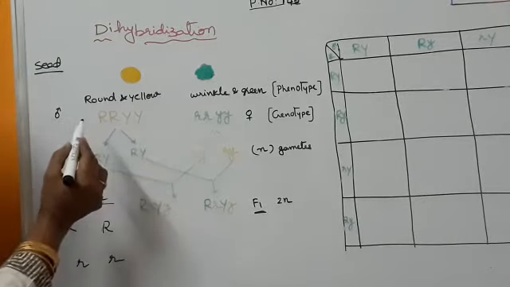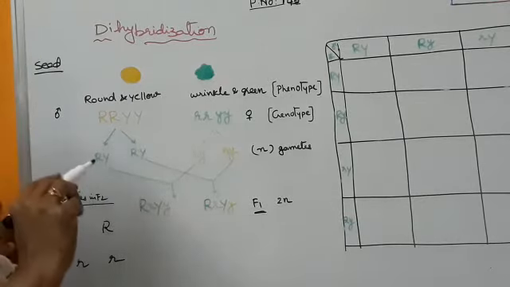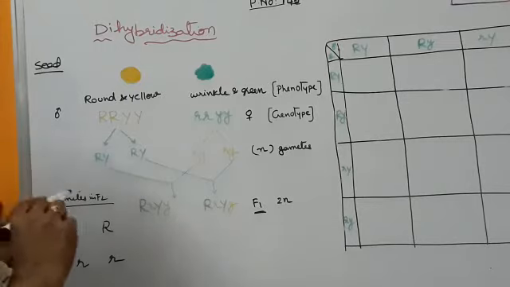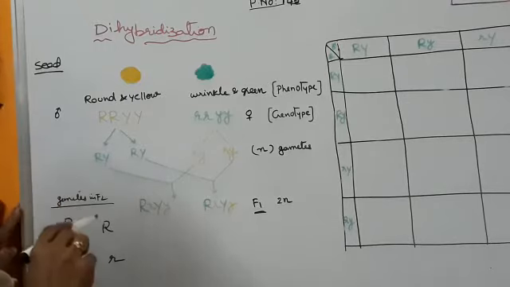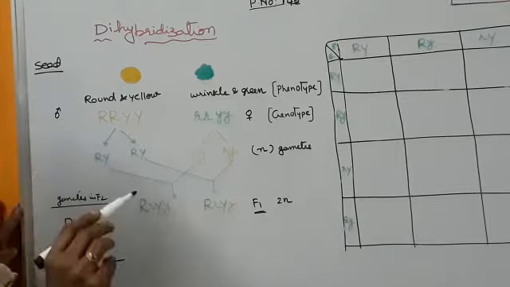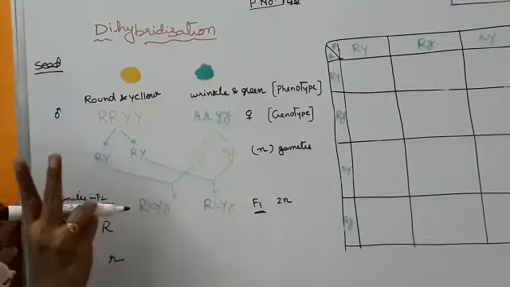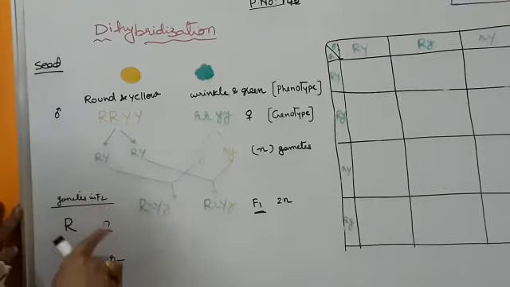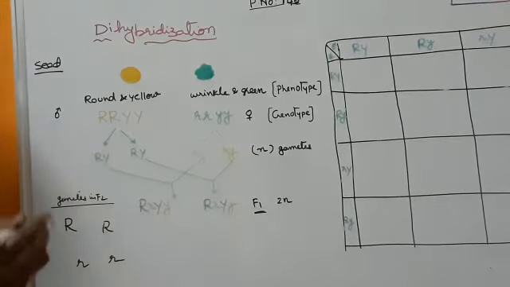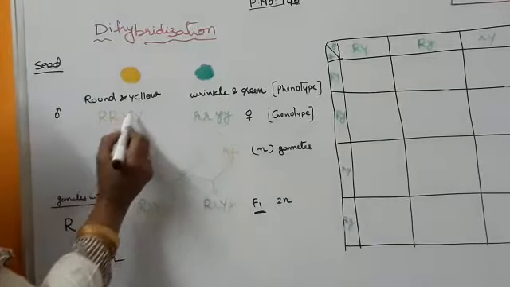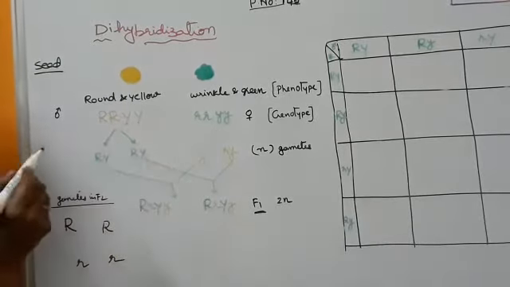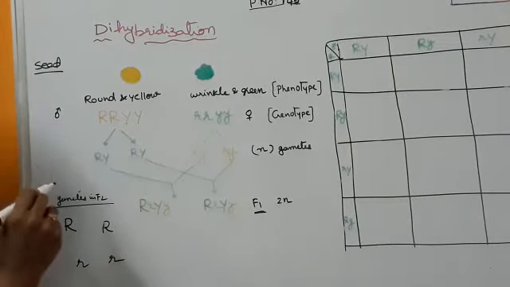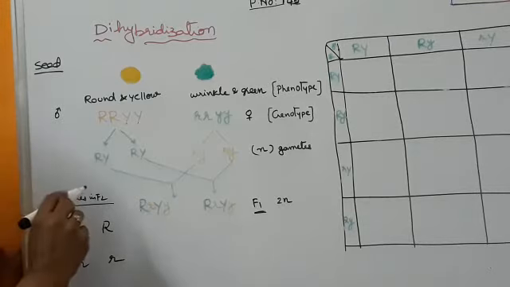Why two times I wrote? It is the law of paired factor. Did you remember? Every trait is represented by two factors. One factor comes from the mother and one comes from the father. So one is the maternal copy, one is the paternal copy, right? And yellow is represented by capital Y. Why did I write capital Y? Because yellow is dominant.